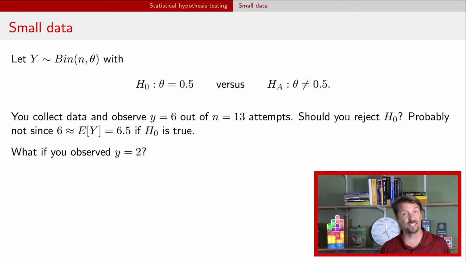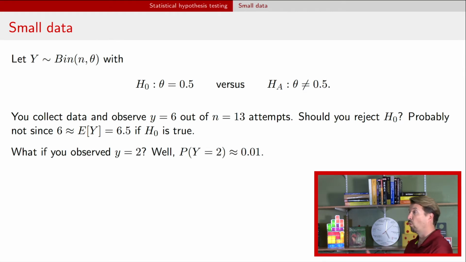But what if, instead of observing 6 successes, you saw 2? Now, if you saw 2, that's getting quite a bit farther away from what you would expect. And so one idea that you might have is to just calculate, well, what's the probability that we observe 2? And we can find that that probability is pretty small, 0.01. So only 1 in 100 times, approximately, would we see only 2 successes if we had truly a binomial model with 13 attempts and probability of success 0.5. And that might lead us to suggest that, yes, we should use this as a criteria to reject.